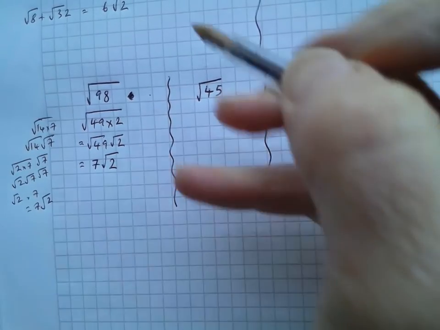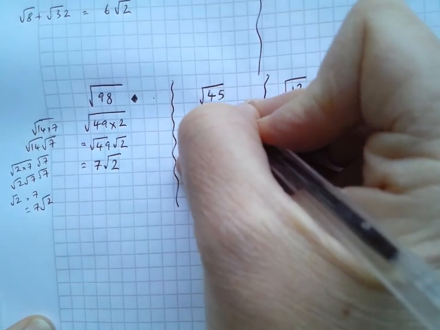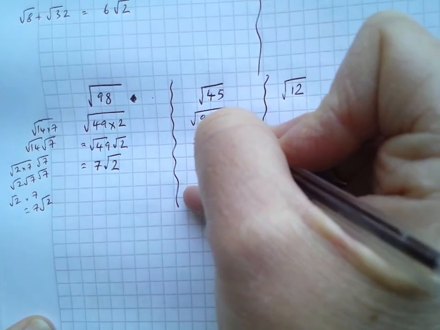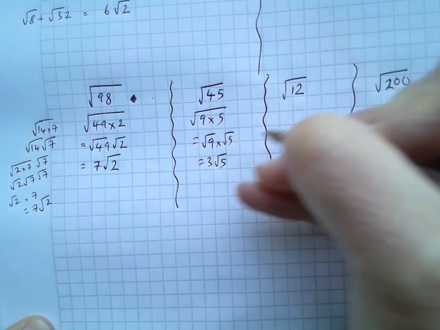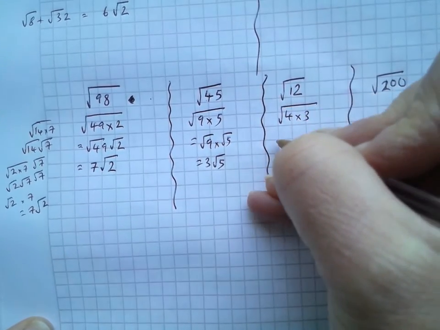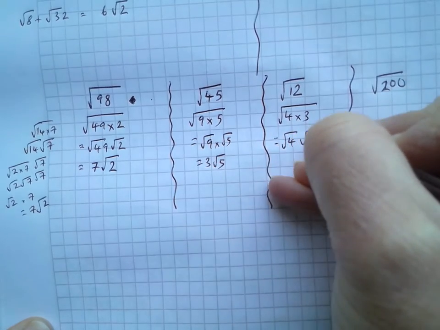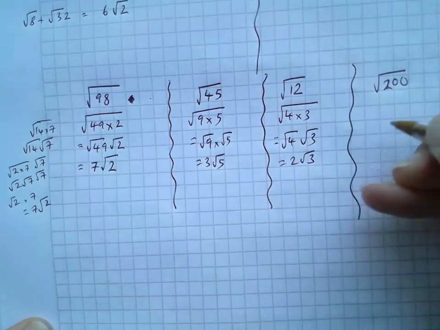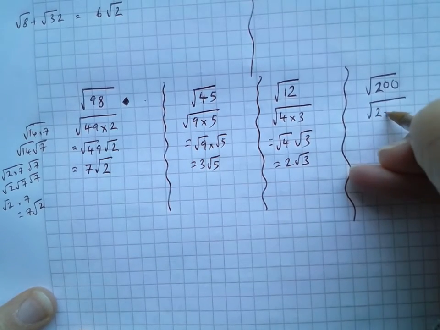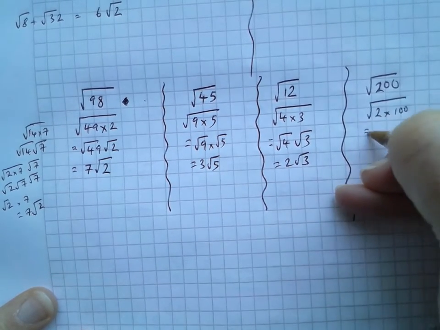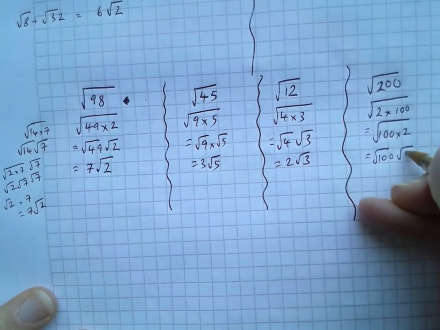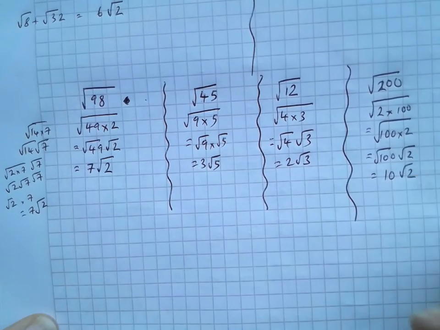Root 45 over here. Root 45 is root 9 by root 5, which is 3 root 5. Root 12, 4 by 3. Root 4 by root 3, which is 2 root 3. Root 200 would be root 2 by 100, or root 100 by 2, which is root 100, root 2, which is equal to 10 root 2.